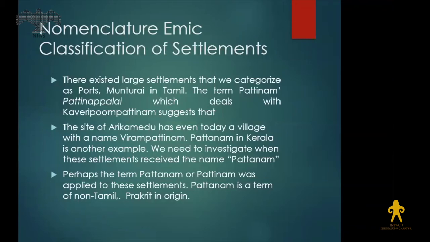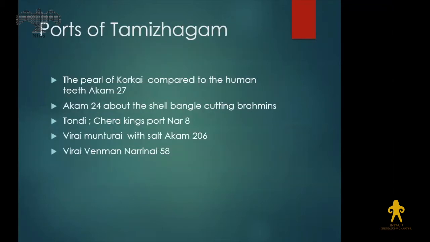You get reference to Pattanam in the Arthashastra, for example, Kaveripattinam, and we have the site of Pattanam. These were important ports. They were a category of settlements. The site of Arikamedu has Virampattinam nearby. So when you look at these terms, clearly we understand that Sangam literature shows a lot of site settlement classification. And the ports of Tamilakam are also spoken of in the literature.